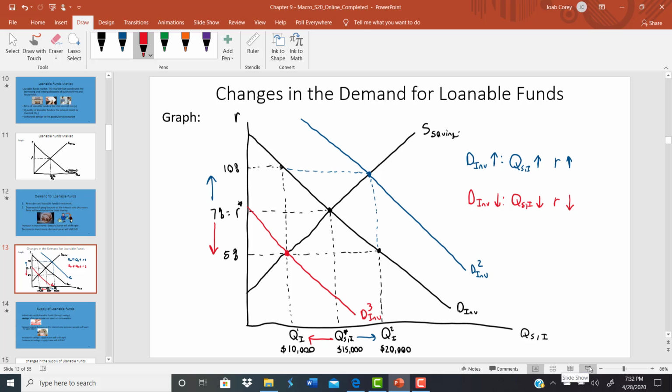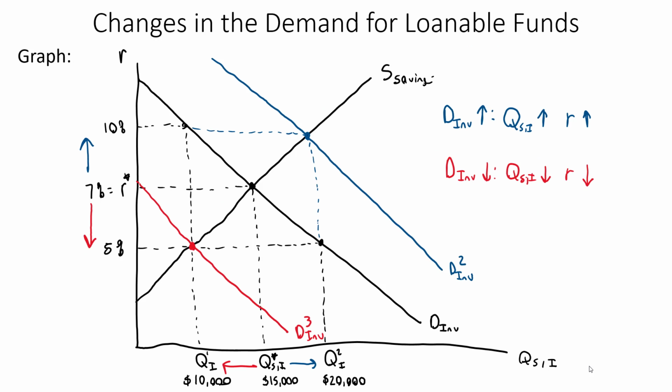So that's what happens when the demand for loanable funds changes, right? And again, know where the demand for loanable funds comes from. It's the fact that people want to borrow money and they prefer to borrow money at a lower interest rate. So again, there's that inverse relationship between the amount they want to borrow and that interest rate.